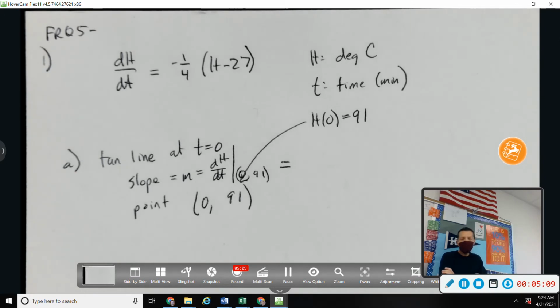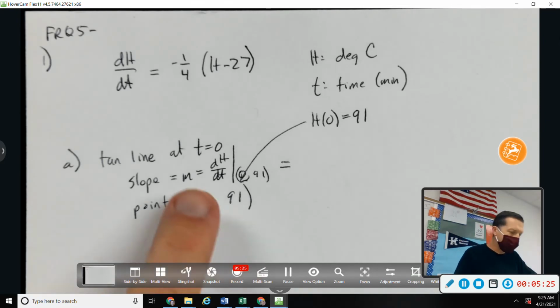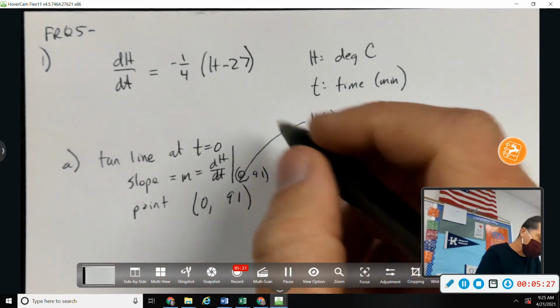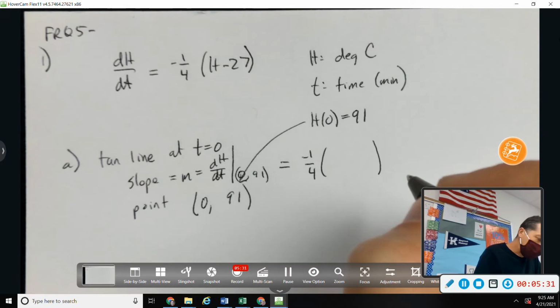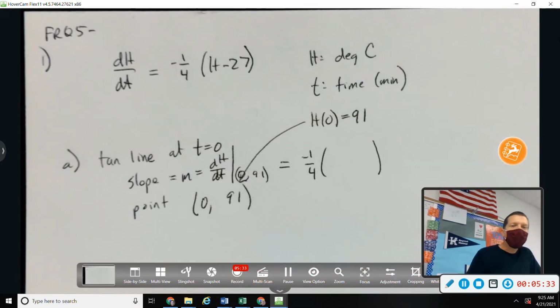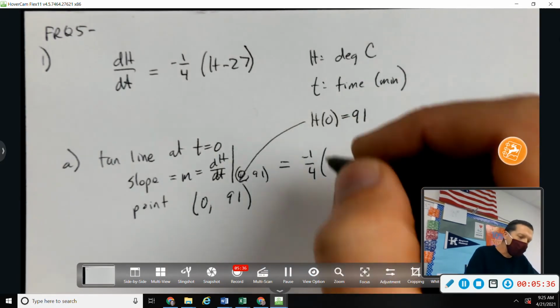Most of the time, when we have one of these problems, we have to take a derivative and then plug in and get the slope. Here, in some ways, it's easier because they gave us the derivative. I don't have to take a derivative. I have to use the derivative, but they gave it to me. So I need to use the derivative and plug in. What's going in for h? 91.